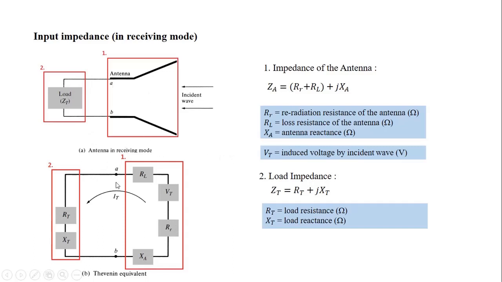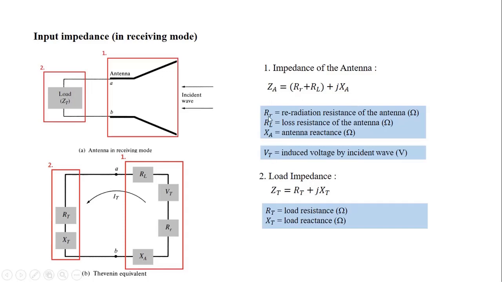The Thevenin's equivalent is shown over here. As we said, the antenna has two resistance components, RL and RR. This is the voltage that is induced because of the incident wave, and XA is the reactance of the antenna. Similarly, this antenna is connected to the load. So this load will have its own resistance and reactance. The antenna impedance seen at terminals A and B will be ZA equal to RR plus RL plus jXA.